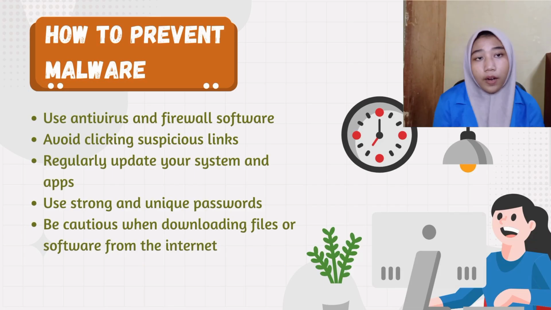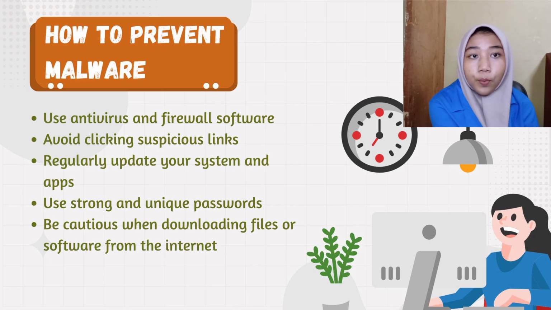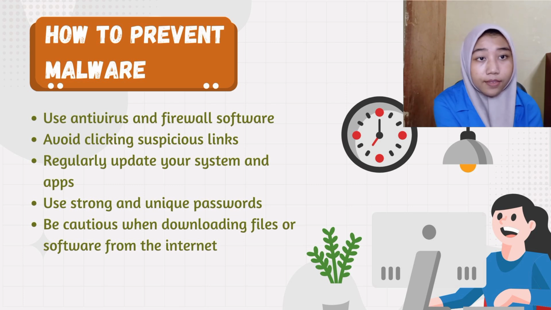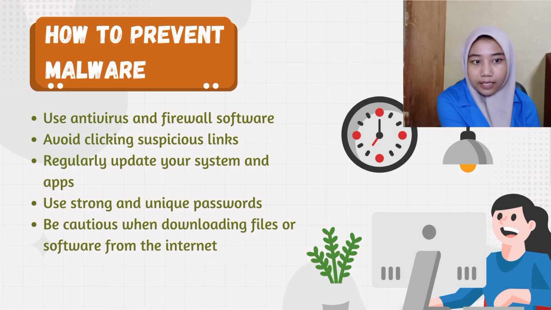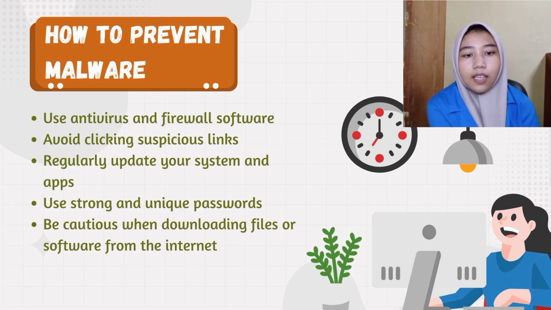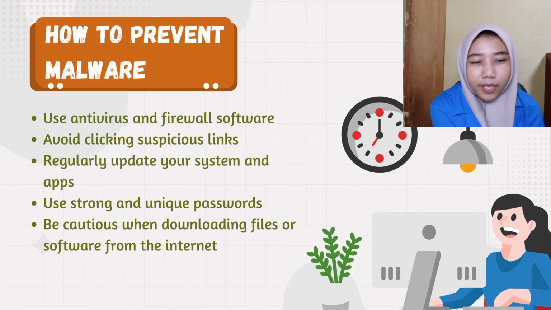Here are effective ways to prevent malware infections. First, use antivirus and firewall software. This provides essential protection against virus threats. Avoid clicking suspicious links. Be cautious about links in emails, messages, or unfamiliar websites. Regularly update your system and apps. Updates often include security patches for known vulnerabilities.